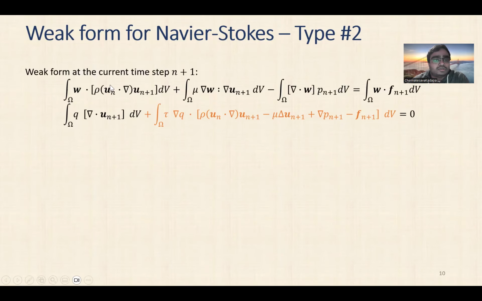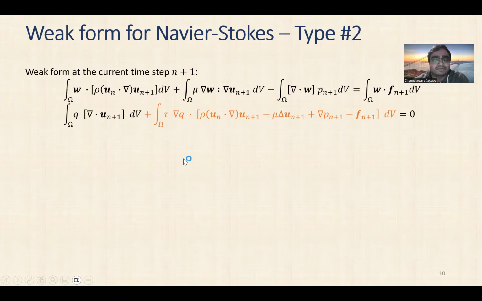So this is our convection term now. Here we have un dot del multiplied by un plus 1. So this is an implicit term, but it is not a nonlinear term. We have the same in the stabilization term. So what does this mean? This will contribute to our stiffness matrix, so we will have additional terms in the stiffness matrix.